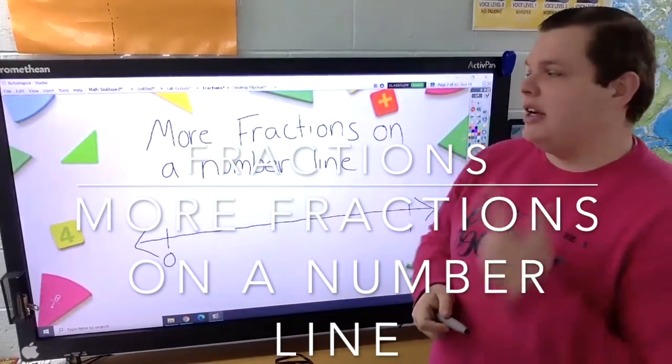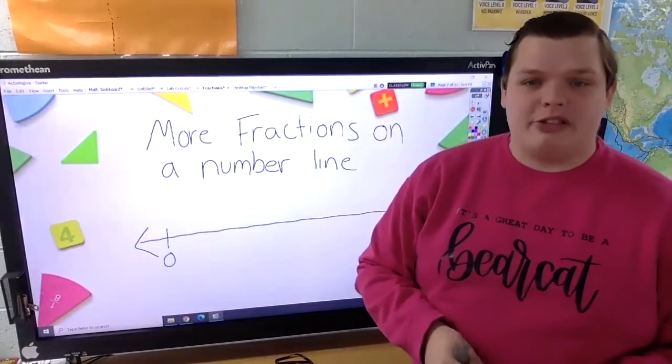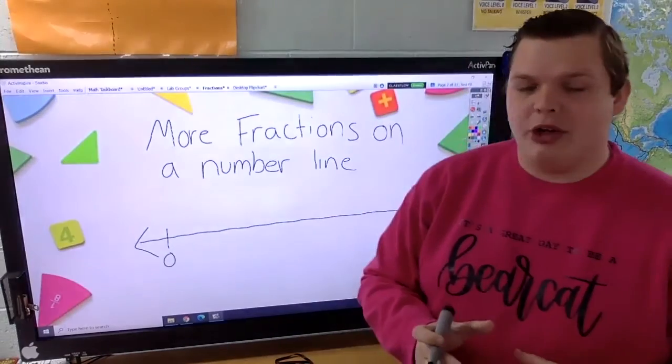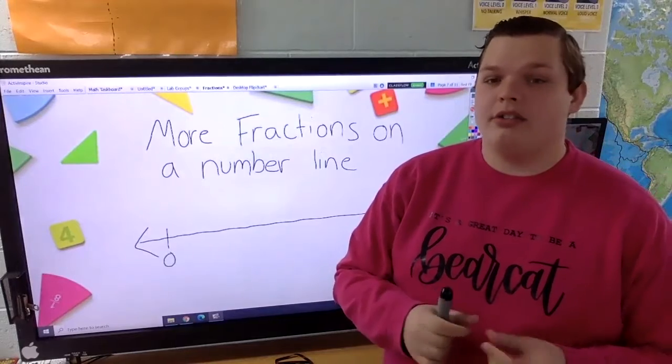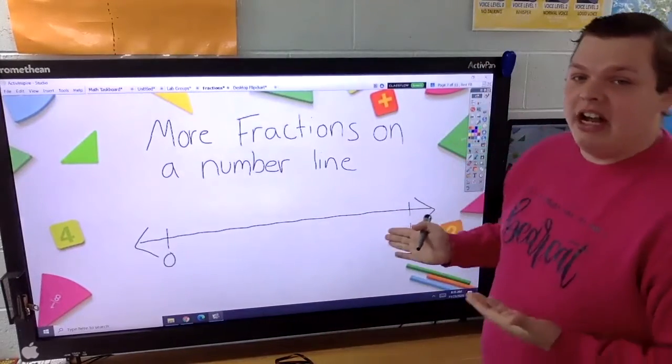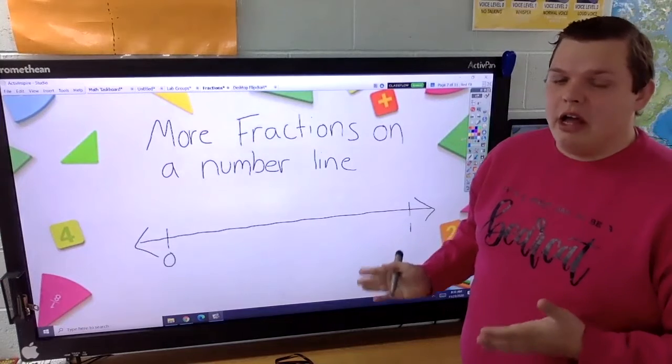Today, I thought we'd do another lesson on more fractions on a number line. It's another really easy way to look at your fractions, just like we were using the fraction strips or the circles. And in fact, this can be very helpful to other students as well.